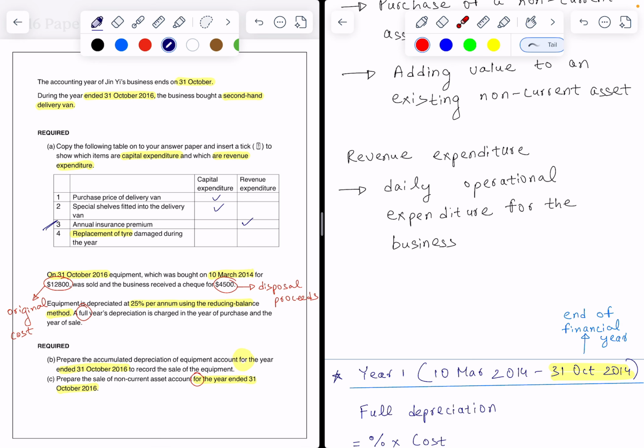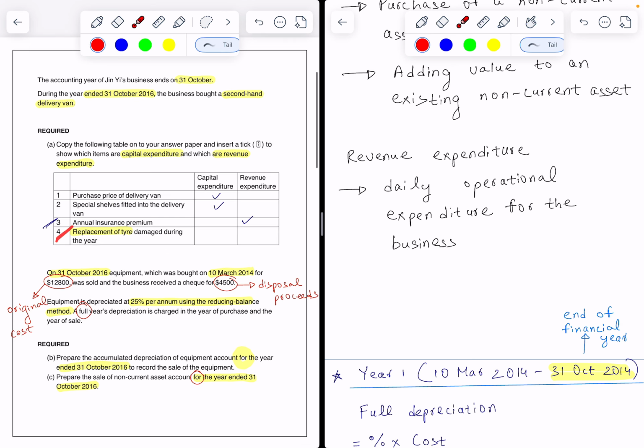Next, we have got the replacement of tire, which has been damaged during the year. If you're replacing the tire, you're replacing it so that you can actually operate your delivery van. You're not really buying any non-current asset, nor are you adding any value to an existing non-current asset. You're simply replacing the tire, so it helps you run your business operations on a day-to-day basis, and therefore, this also falls within the category of a revenue expenditure.